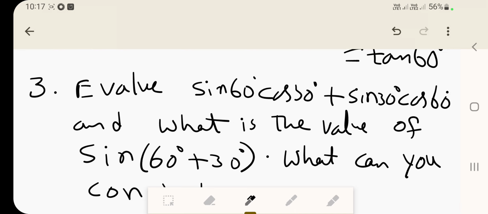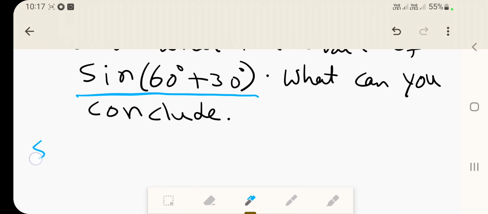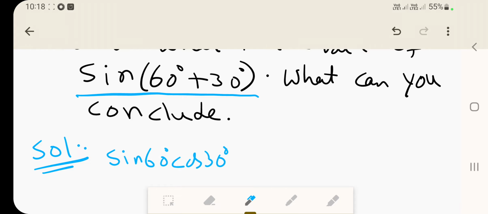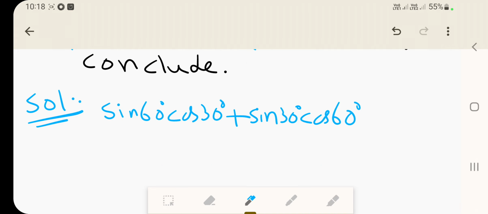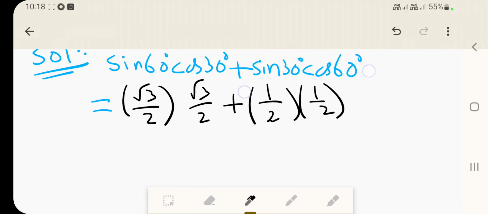So individually find the values first. Evaluate sin 60 cos 30 plus sin 30 cos 60. Then evaluate sin 60 plus 30. Then we can write the conclusion. Here you have to remember the values for the specific angle ratios. We know that sin 60 is root 3 by 2, multiplied by cos 30, again root 3 by 2, plus sin 30 is 1 by 2 and cos 60 is 1 by 2. Just substitute the values, that's it.